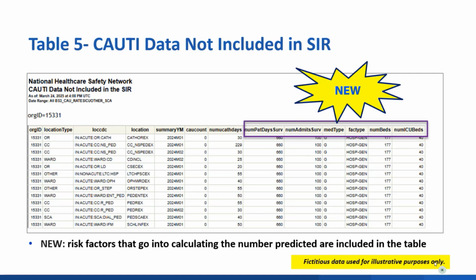Paying attention to this table is important because it not only helps you ensure the integrity of your SIR calculation, but it also gives you a clear view of any data quality issues that may need to be addressed going forward. Facilities can use this table to troubleshoot reporting by ensuring that all required fields are complete at the time of submission.